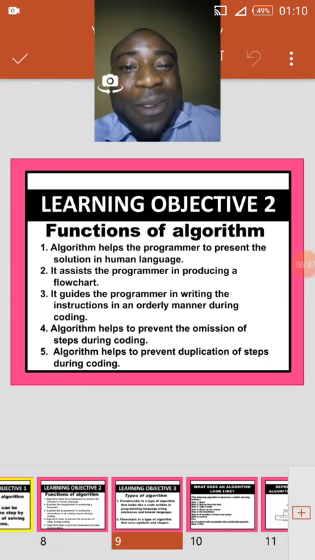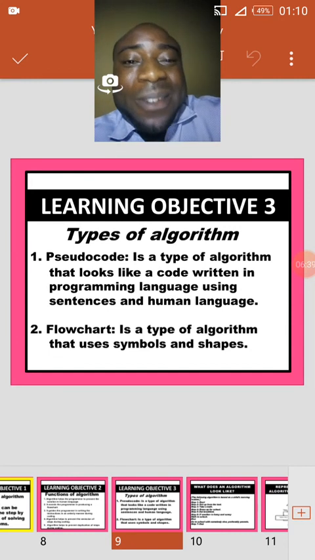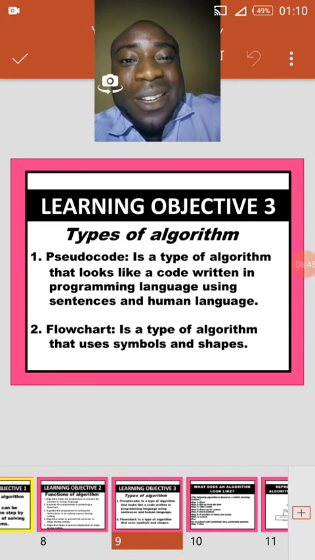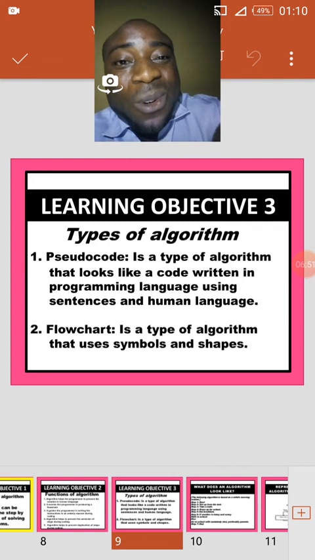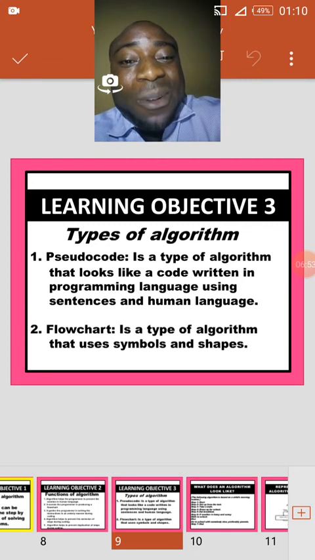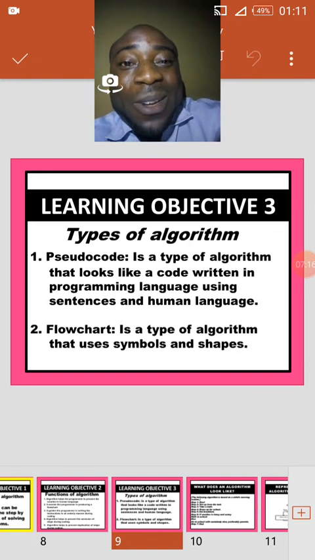Now, what are the types of algorithm? We have two major types, the pseudocode and the flowchart. So let's define pseudocode. What is pseudocode? Pseudocode is a type of algorithm that looks like a code written in programming language using sentences and human language. That is, a pseudocode is written in pure human language that looks like a sentence, like when you write a story.